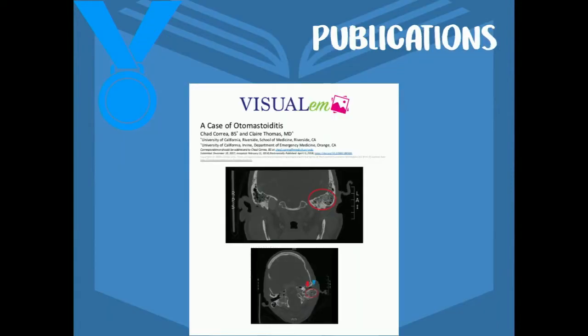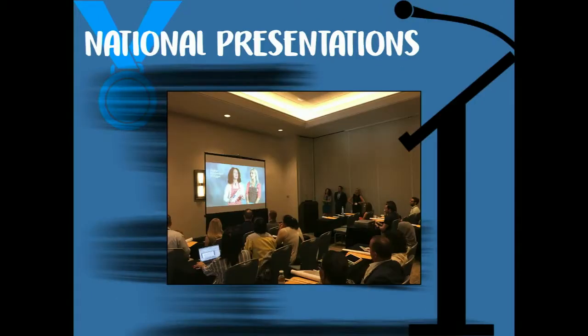We give them badges for getting publications and scholarly activity. If they get abstracts accepted at SAEM, we put a badge on the leaderboard. If they get a publication in Western Journal of Emergency Medicine or in JEDEM or any other journal, we put a badge up on the leaderboard. Like I said, national presentations. And then we have lots more badges.